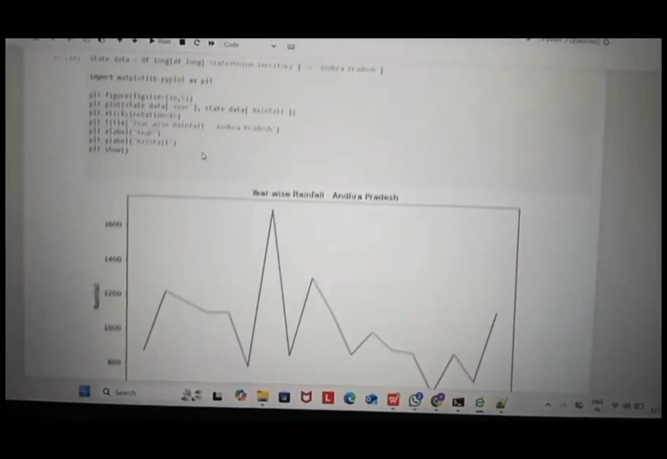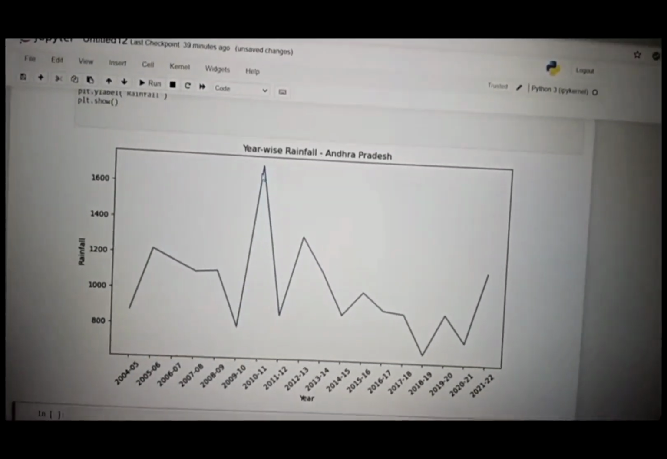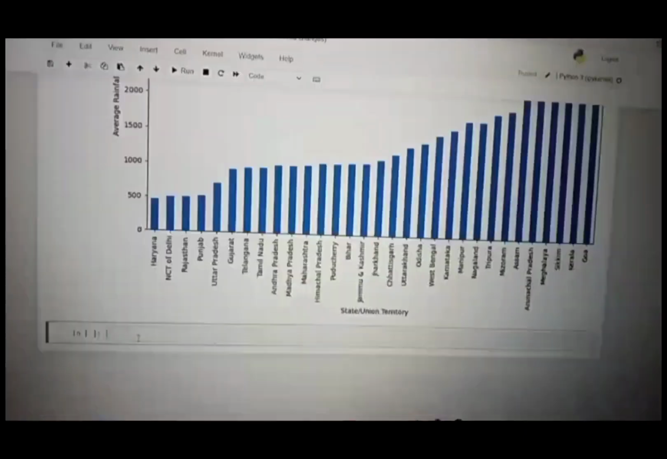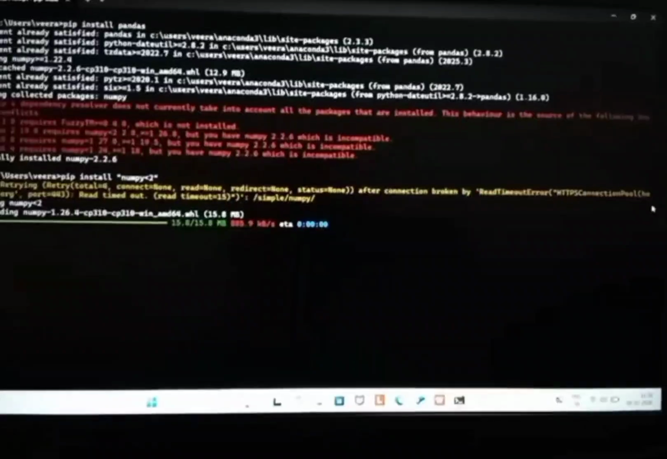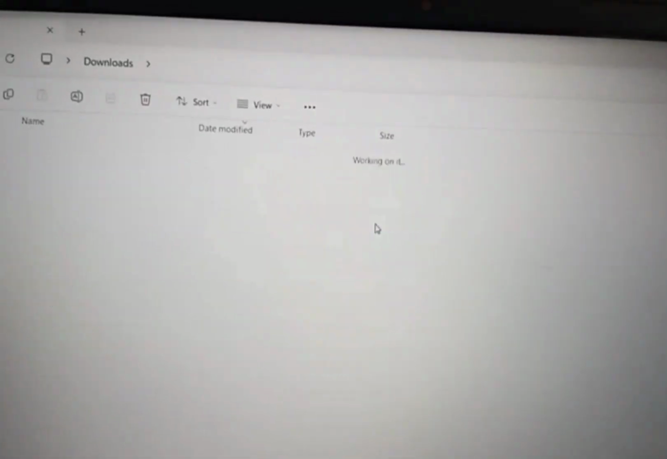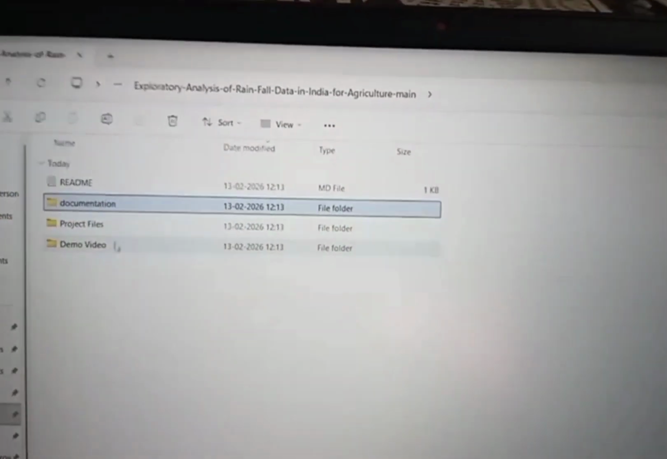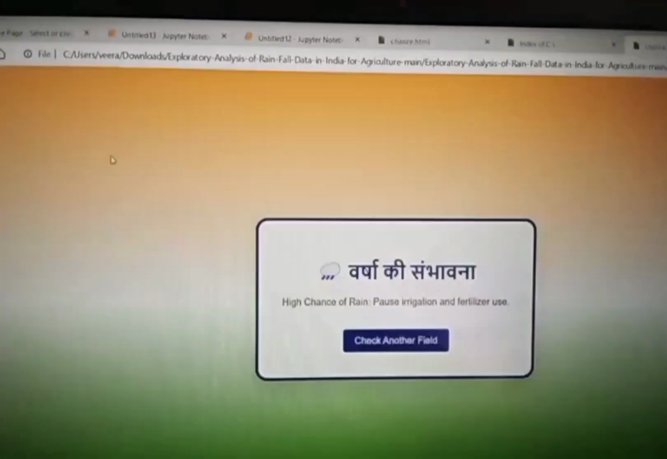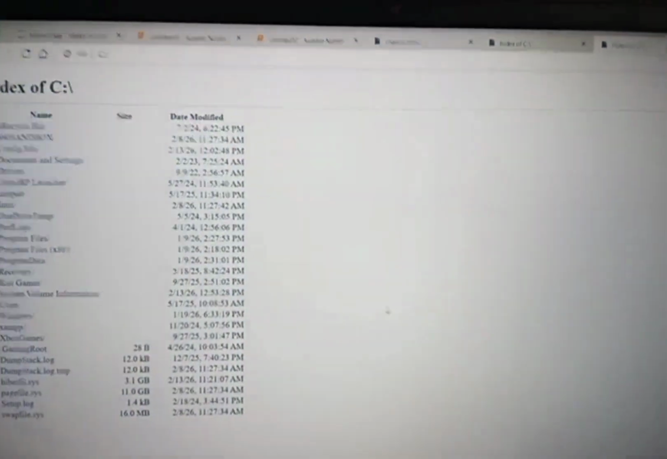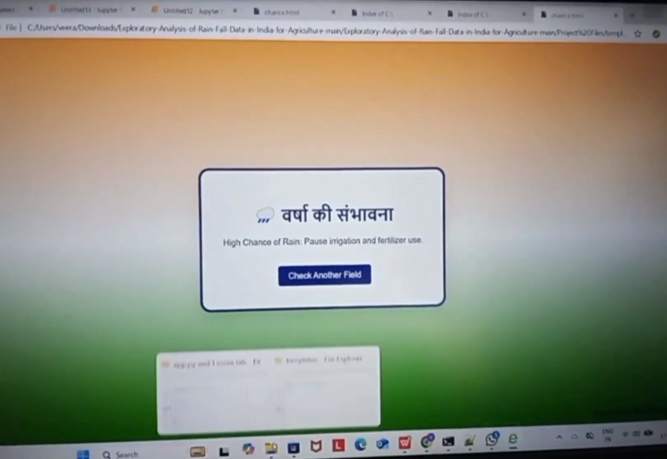Now graphical analysis is performed to study rainfall trends, like heat maps and line graphs, to understand the variations. In the final step, the system displays the prediction results for today's weather. If the model detects a high probability of rainfall, it shows chances of rain today. If the probability is low, it displays no. This is our agri rainfall prediction system called Krishi Varsha.